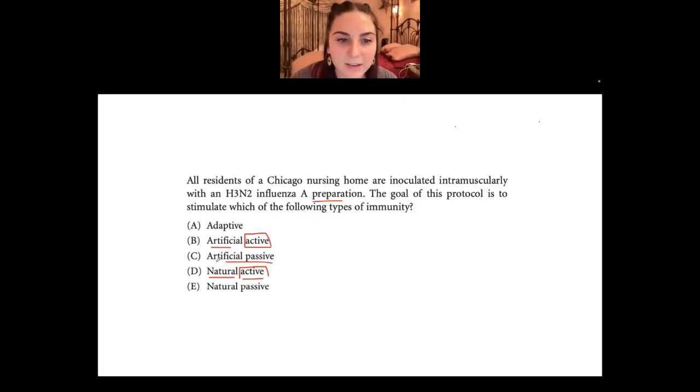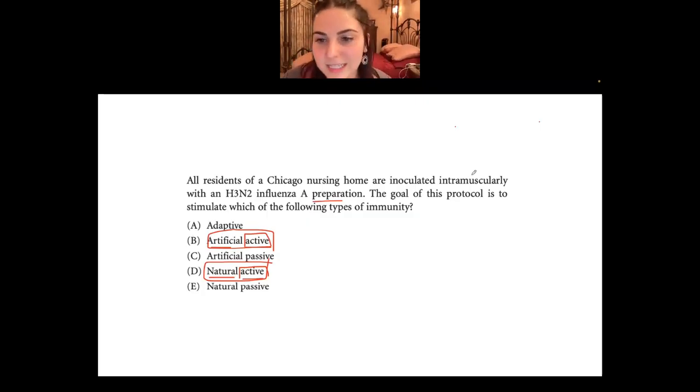So natural active is like normal infection. You go out, you get COVID from being in a very crowded place, and you make antibodies against it. That's natural active. You get the COVID vaccine, that's artificial active. You're still actively making antibodies, but it's artificial because it's in a preparation, it's in a vaccine. It's not something you find in the wilderness naturally. I know I keep saying wilderness, but you're out and about and you naturally get this infection. That's natural.